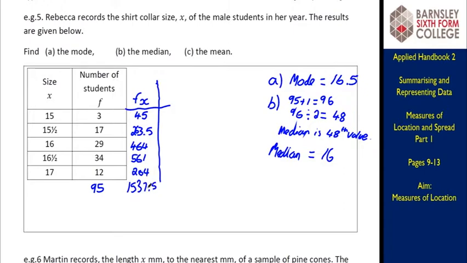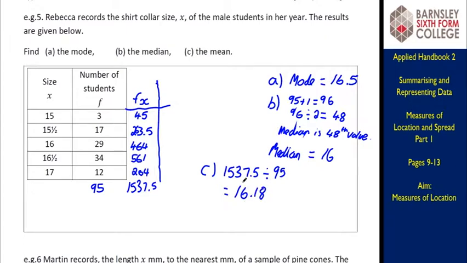Okay, so this is what the sum of all values is, 1537.5. To calculate my mean, I do the sum of all values, and then remember I have to divide by the frequency. So I divide by how many numbers there are. That is the frequency, that's 95. Sometimes you'll be given this total frequency, sometimes you won't. When I do that, I get 16.18.